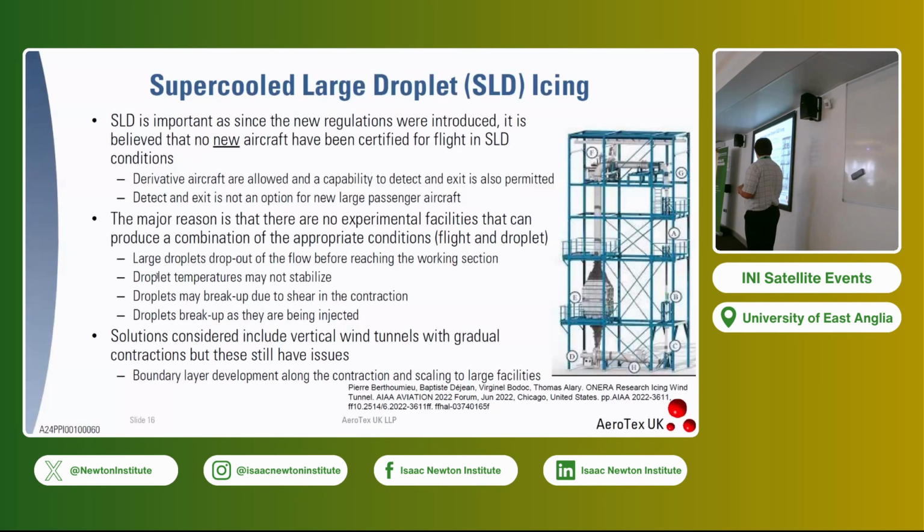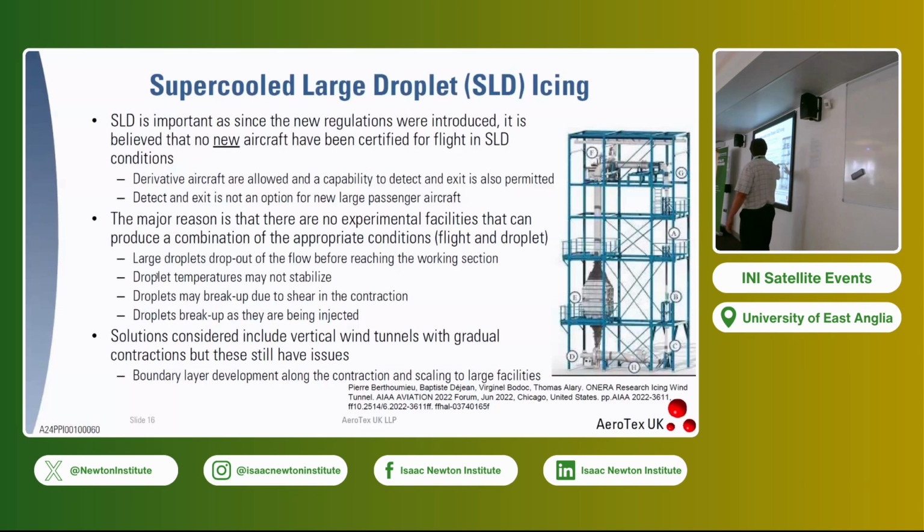Before you get to the working section, there's a large contraction that can cause shear flow, which breaks up the droplets. And also just injecting the droplets in the first place, they can break up. So there's a lot of problems. One possible solution, which is something that ONERA, the French government research agency, has done, is to turn the wind tunnel on its side, so there's no gravity effect and it doesn't fall out.